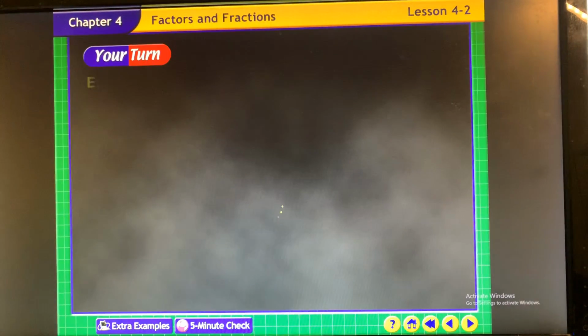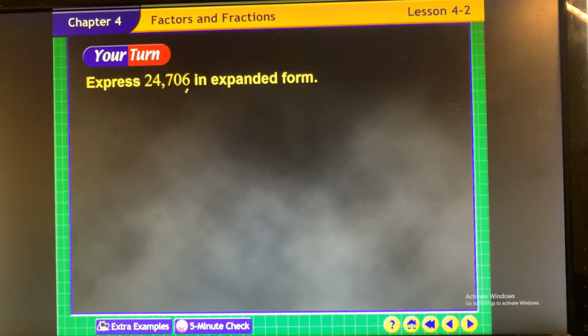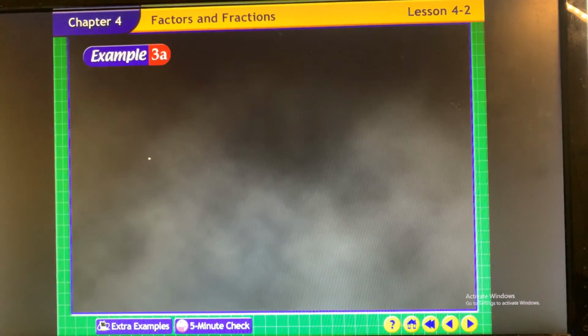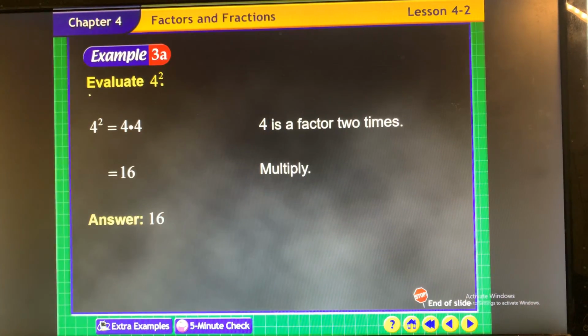So we don't want to do that long way. So here you go. Try to do this one. 0, 1, 2, 3, 4. 2 times 10 to the 4th plus 4 times 10 cubed plus 7 times 10 squared plus 0 times 10 plus 6 times 10 to the 0. There it is. Evaluate means do the problem. And it's not 4 times 2. It's 4 times 4. 16.